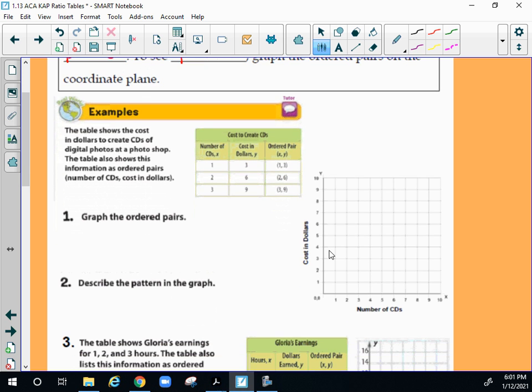And our first step is to graph the ordered pairs. So remember, when you're graphing on a coordinate plane, you're always going to go right or left first and then up and down. So along my X, I'm going to go to 1, and then on my Y up to 3. Then 2 to 6, 3 to 9.